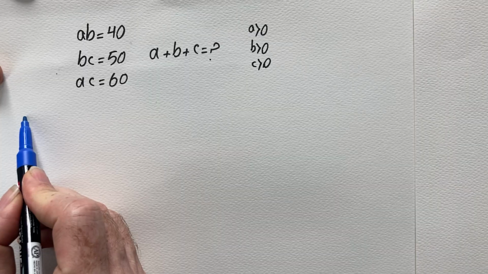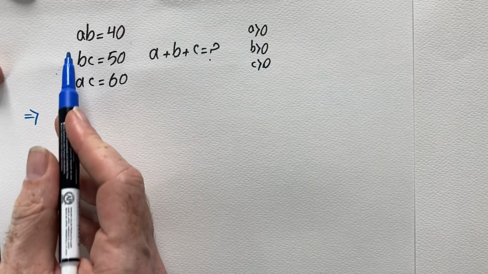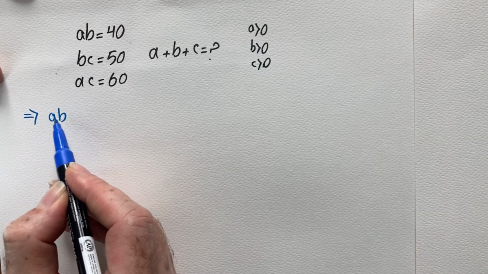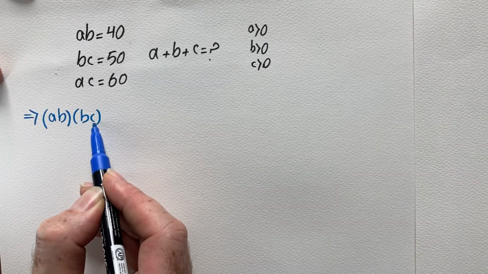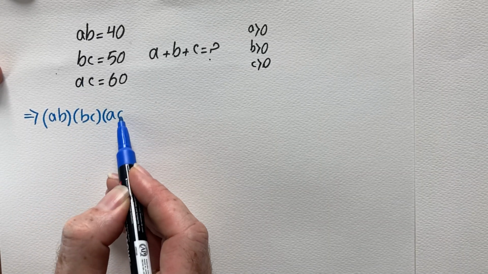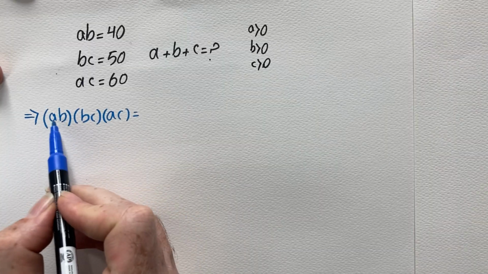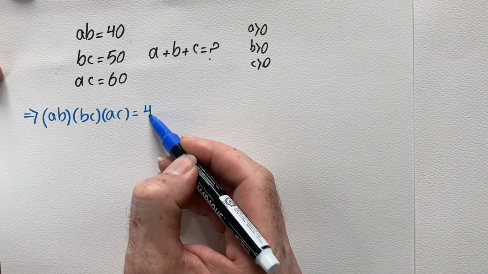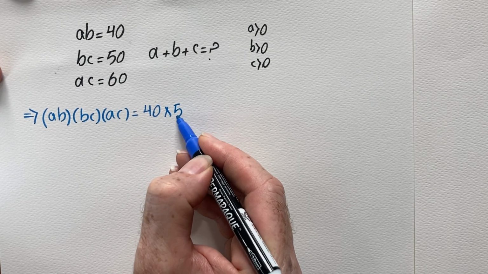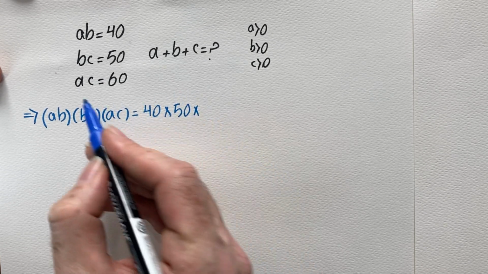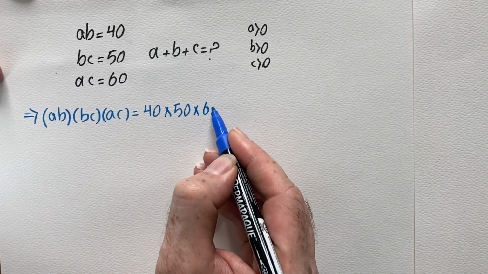So here we go. It is going to be left-hand side ab times bc times this ac. Right-hand side, the value of ab is 40 times the value of BC is 50 times the value of AC is 60.